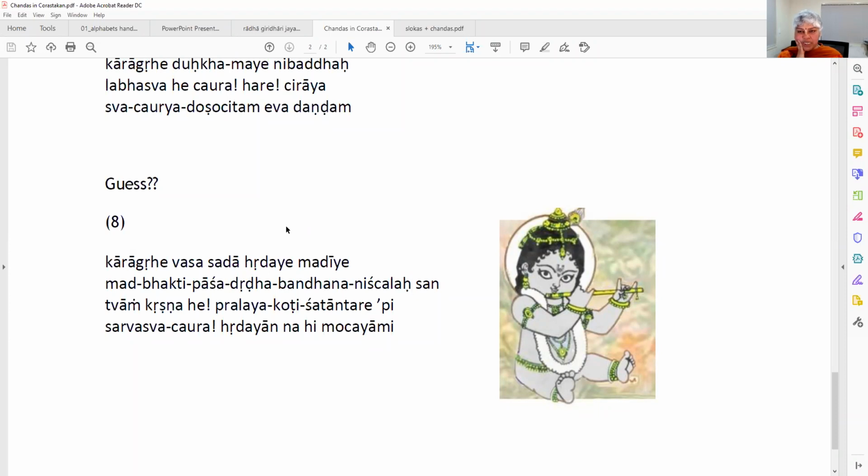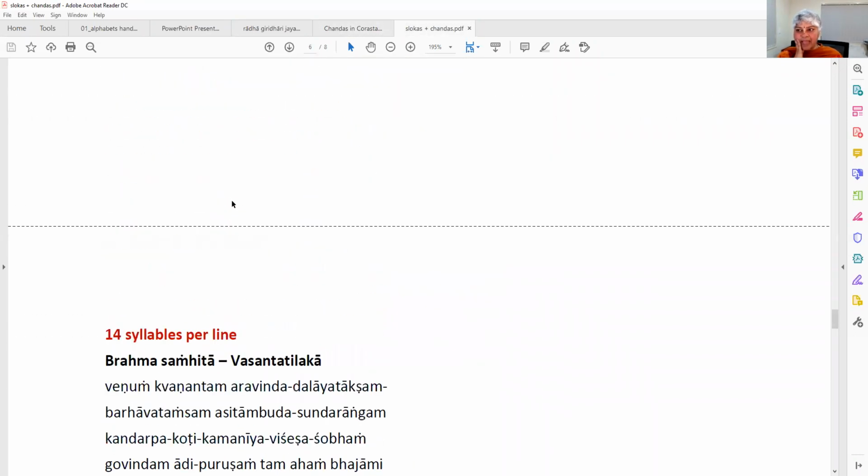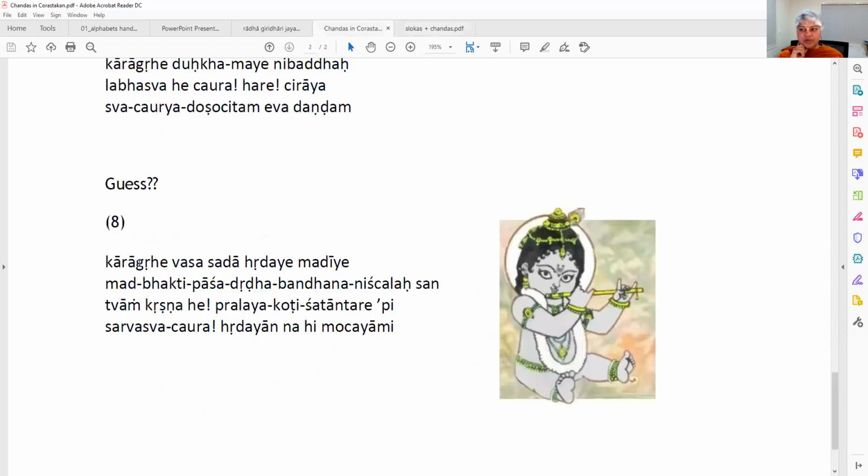So which meter do you think? Let's look at the ones which are in 14, okay? It is Garland. Okay. 14 is Ragini? 14, remember, is the Brahma-Samhita as well, Vasanta Tilaka. So the tune for Vasanta Tilaka would be Venum Kwananda Maravinda Danayataksham. Let's try that, okay? And see if it works. Kara grihe vasa sada hridaye madiye. It works. Yeah. Madbhakti pasha dhridabandhana nischalas san. Tvam Krishna he pralaya koti shatantarepi. Sarvasya chaura hridayanna hi mochayami. So it is Vasanta Tilaka.